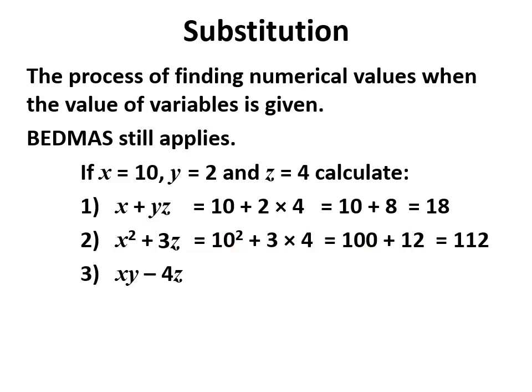And the last one, xy is 10 times 2, 4z is 4 times 4. BEDMAS says that we multiply first. 2 times 10 is 20, 4 times 4 is 16. Now you'll notice that the minus stays where it is, and we do the multiplication first. So we are left with 20 minus 16, which is 4. So we do our two multiplications, leave the minus exactly where it is, and then we complete it with that minus in the right place.